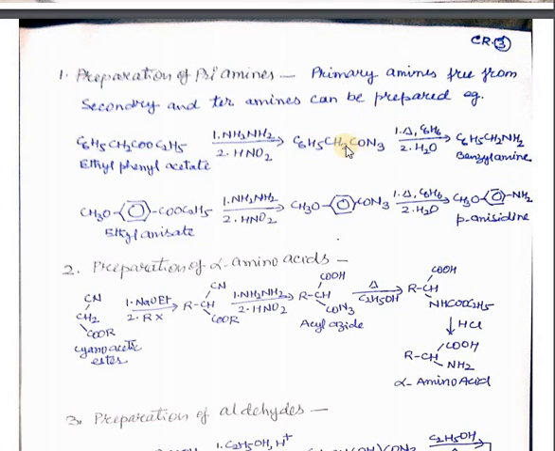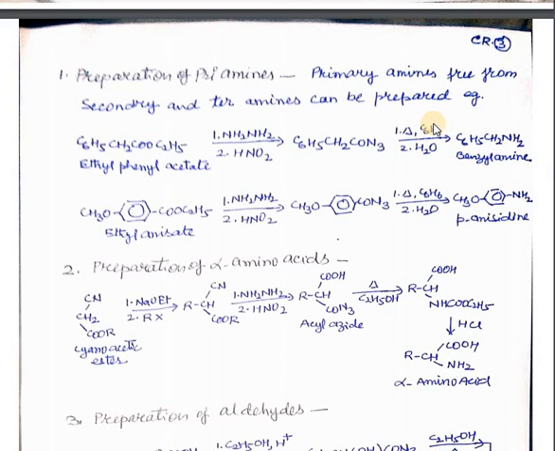See one example of this reaction. This is ethyl phenyl acetate, the ester of phenyl acetic acid. Now this is treated with hydrazine, NH2NH2, and nitrous acid. So we obtain the azide of this ester or acid. Ethyl phenyl acetate will give this acyl azide. This step shows the Curtius rearrangement.